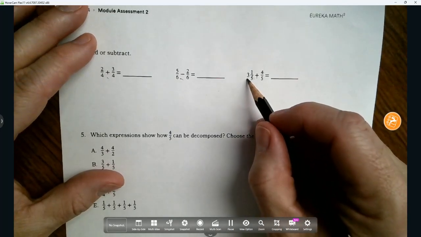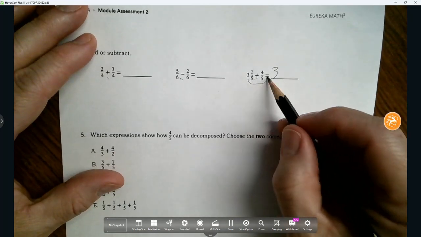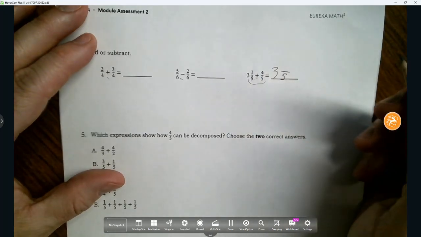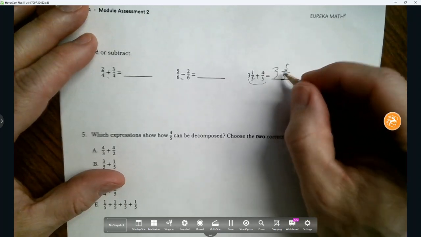As I've said before, we don't need to worry about the 3. Just put the 3 in there. And now you have fifths, so put your fifths in there. Now you have 1 plus 4. What is 1 plus 4? 5/5. All right, so you have 3 and 5/5.